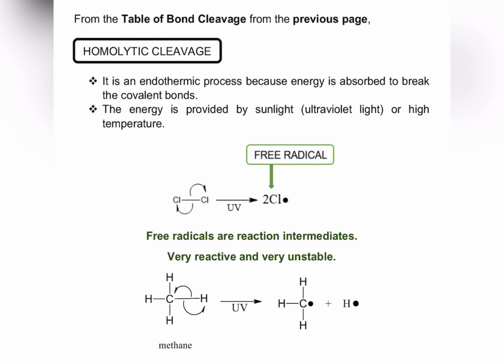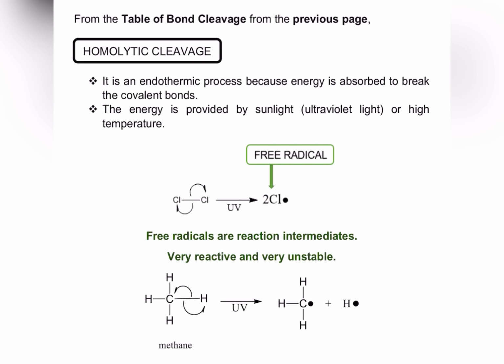You will get two chlorine radicals. And you have to understand these free radical chlorines are reaction intermediates. So they are very reactive and very unstable. So they cannot stay as they are in that radical form. That's why they will try to react with other compounds or other radicals. So please understand that they are very reactive and very unstable.